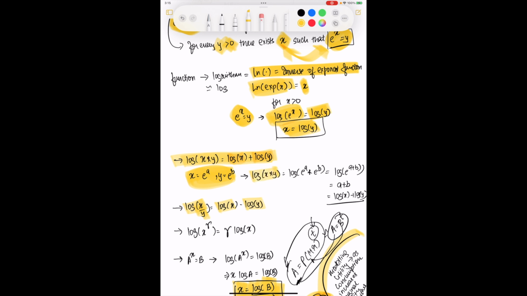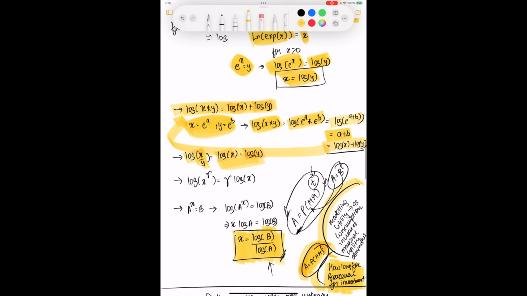So now if we substitute x and y in this log function, we can write this as log of e raised to a times e raised to b, or log of e raised to a plus b, or a plus b, where a plus b is the same as log x plus log y. So log of x times y is log x plus log y. Log of x divided by y is log of x minus log of y. Log of x raised to some constant is the constant times log of x.